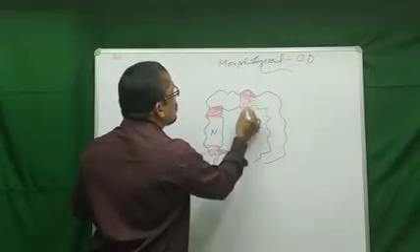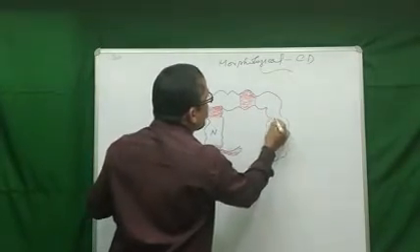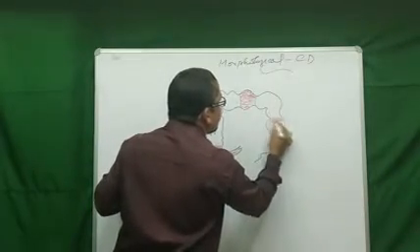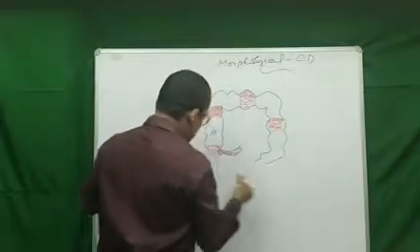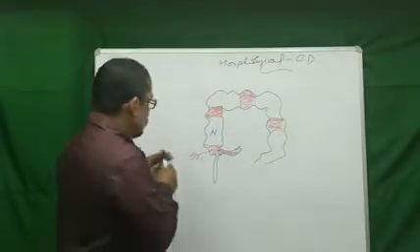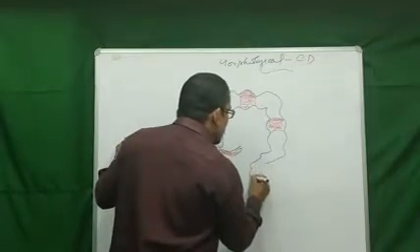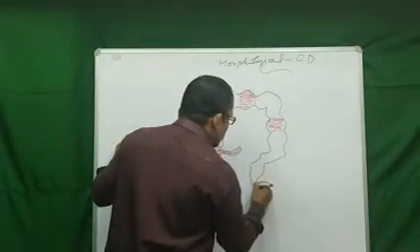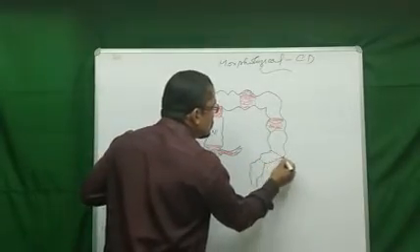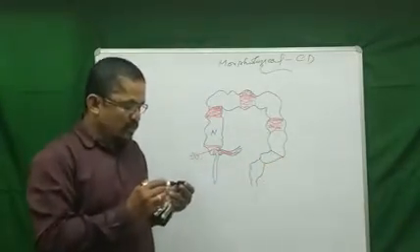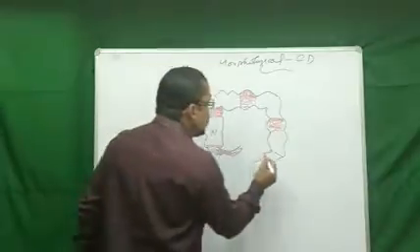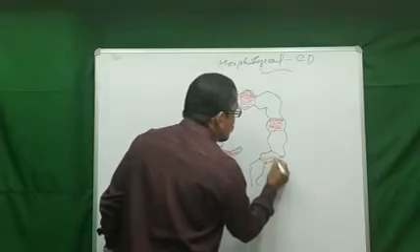This portion of the colon is affected, and again this area is affected. But usually you can see there is sparing of the rectum. That means usually the rectum may not be affected by Crohn's disease.